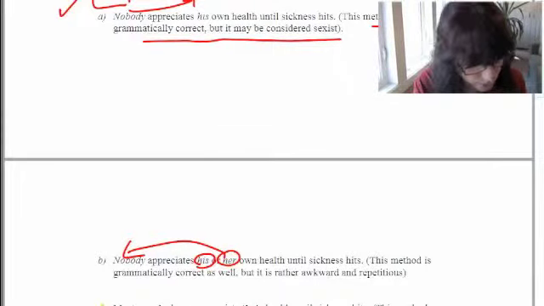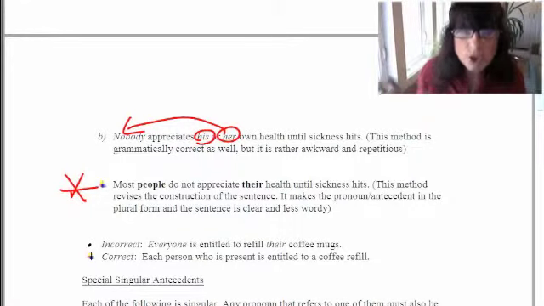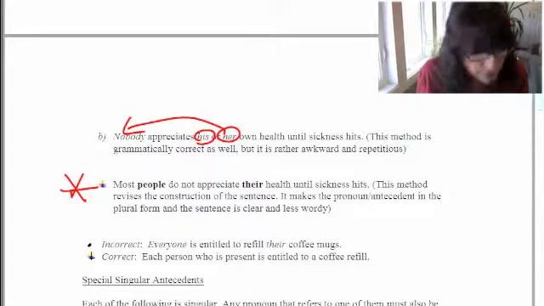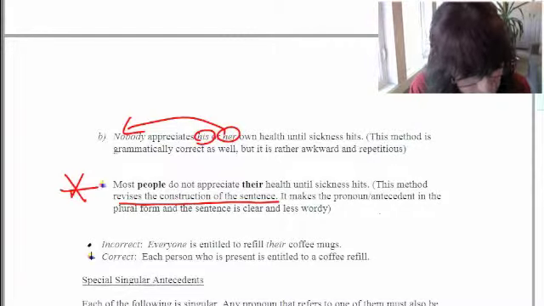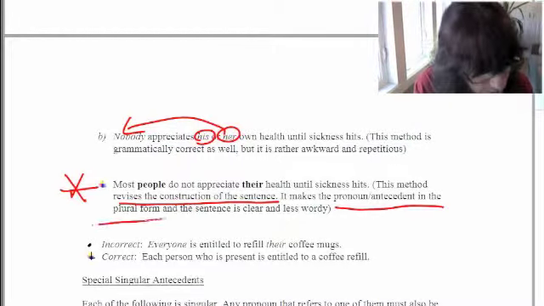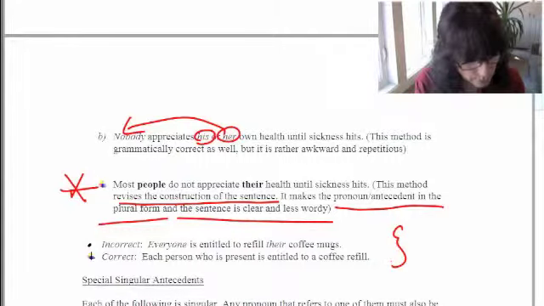Nobody appreciates his or her own health until sickness hits. You must say or, one or the other, to keep it singular. So this method is grammatically correct, but it's a little bit awkward and repetitious. So here's what I think is the best way to rewrite it: most people, or people, do not appreciate their health until sickness hits. This method now has revised the construction of the sentence. You've reworded it. It makes the pronoun and the antecedent both in the plural form, and your sentence is now much more clear and less wordy.